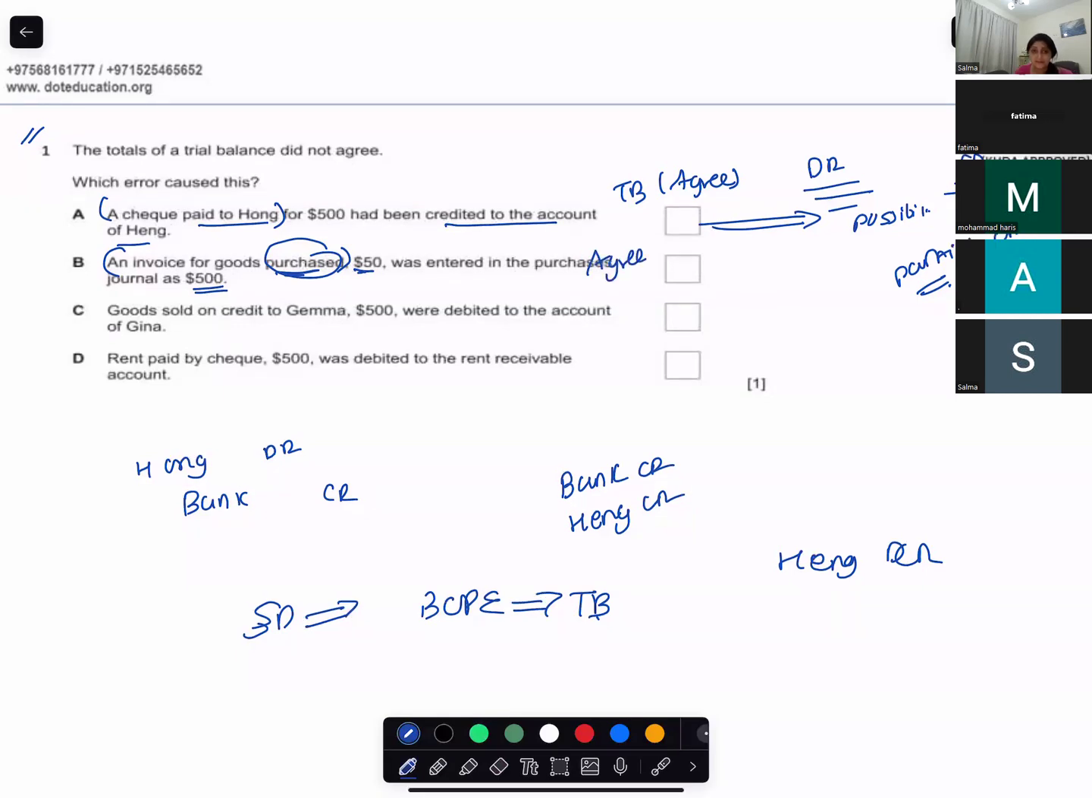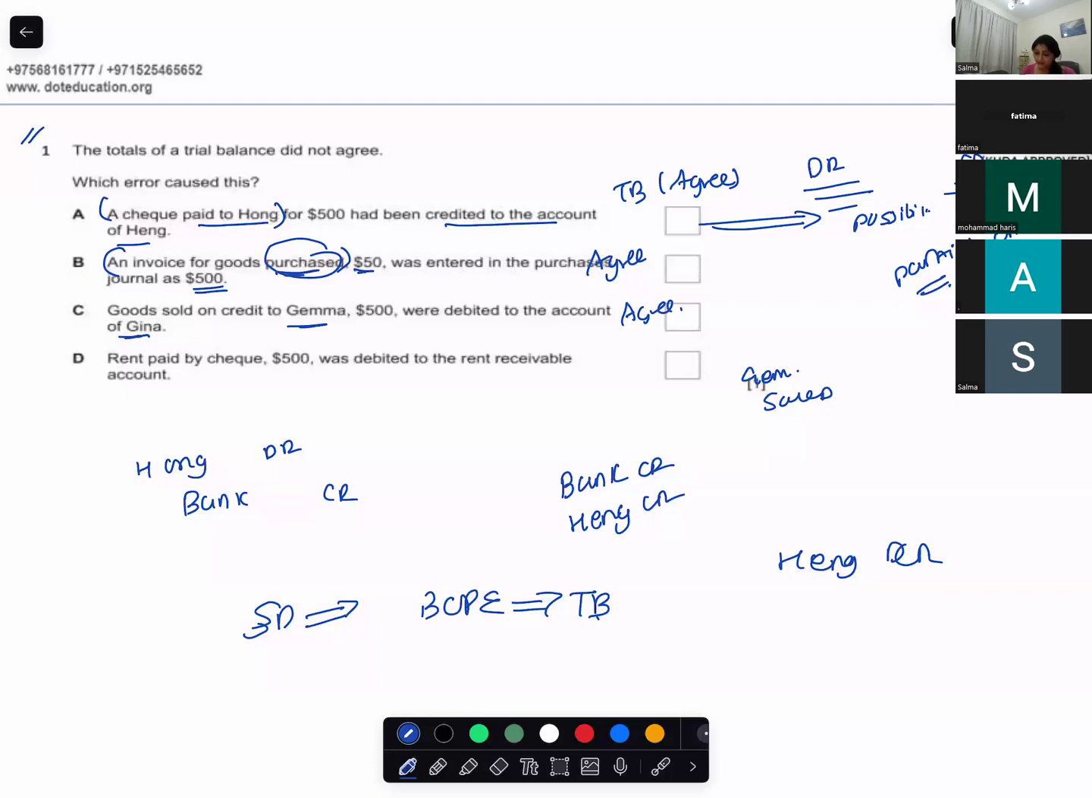Next one. Goods sold on credit to Gemma, 500 were debited to the account of Gina. Goods sold on credit, that means sales credit and Gemma debit. So this is just the wrong name. What is the error for wrong name? Error of commission. So the trial balance would still agree.